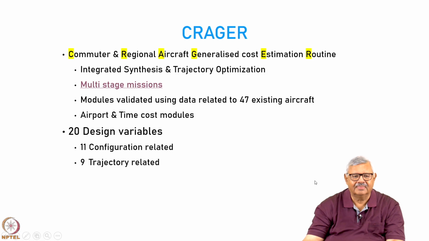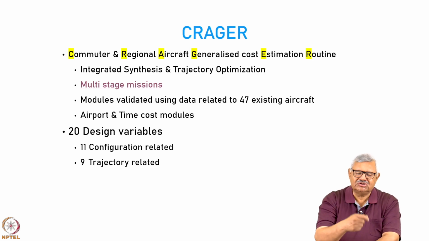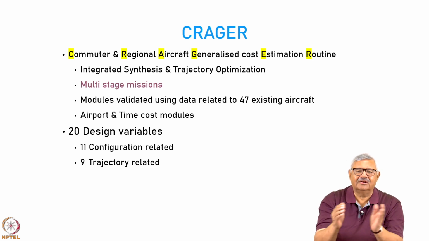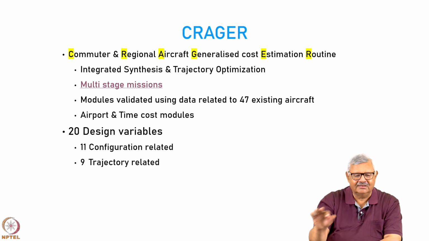The airport cost module is a little bit interesting, and we will talk about it in more detail at the end of this lecture. Now, this particular program contains 20 design variables. Design variables are variables whose values can be changed by the designer or the user, because we want to investigate within some upper and lower limits what numerical value of this variable is helpful in giving us the best solution.